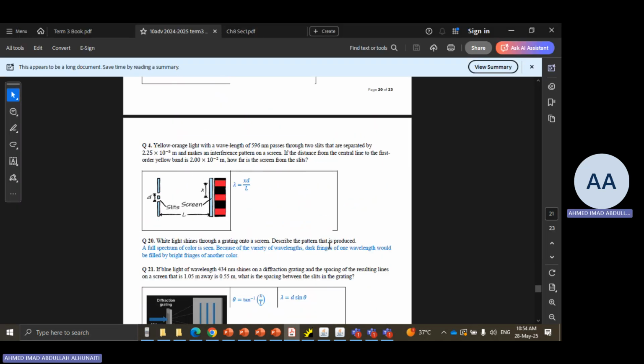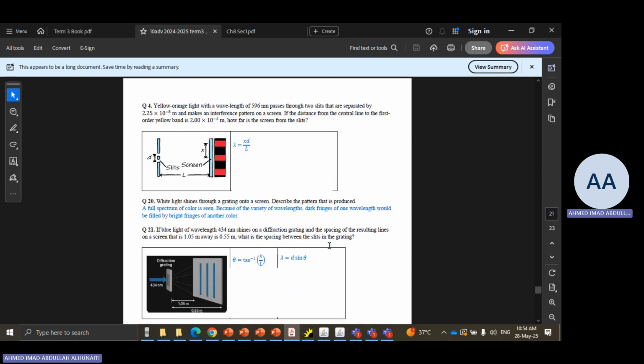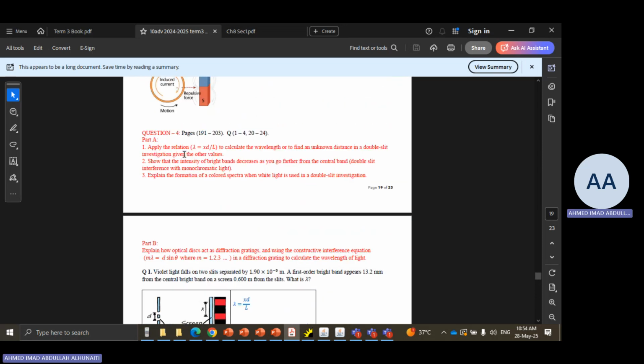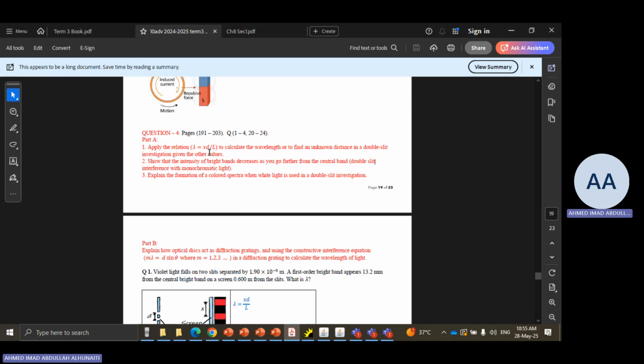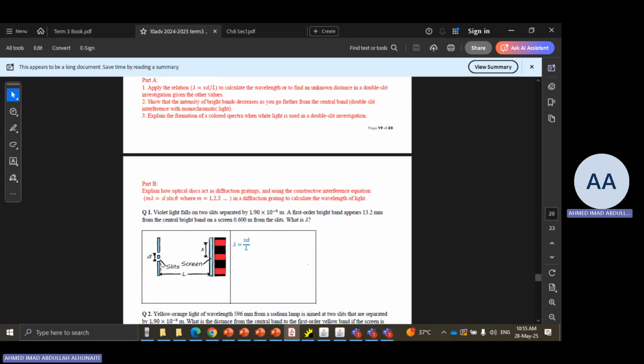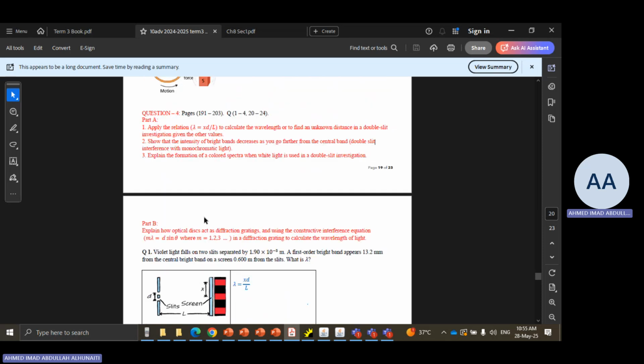Moving on, question number 4, which is, I believe, the second to last question. Apply lambda equals xd over L to calculate the wavelength or to find an unknown distance. So in the double slit experiment, lambda is the wavelength, x is the distance between the middle band and the band you're investigating, if m equals 1, which is the case in the way this formula is written. So we're going to the first band, and L is the distance between the slits and the screen, and d is the slit separation.